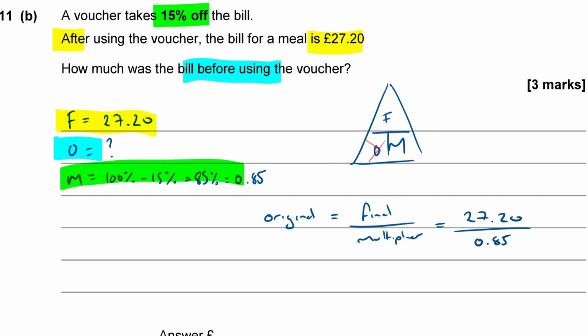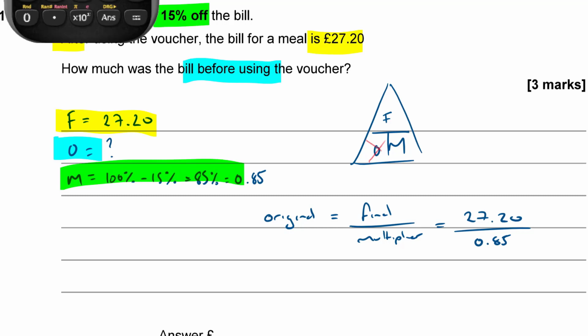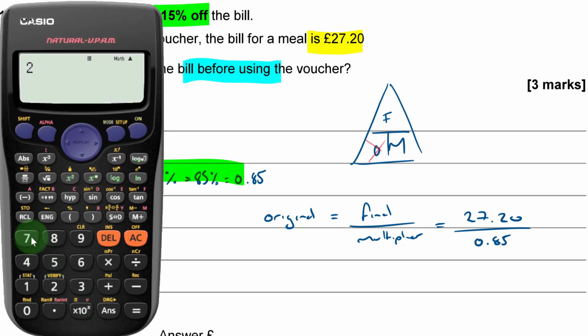We actually call this sort of problem a reverse percentage question because we are working backwards, aren't we? We know the final price and we want the original. But if you follow the method that I'm using, you just really need to be clear in your own head which is which. That gives me the answer on my calculator of 32.